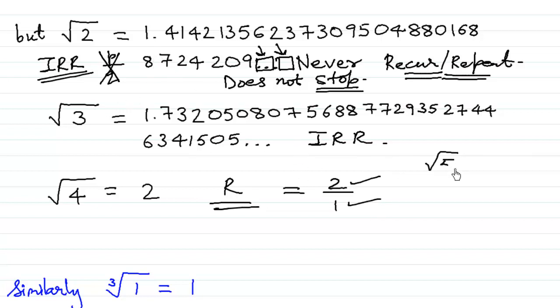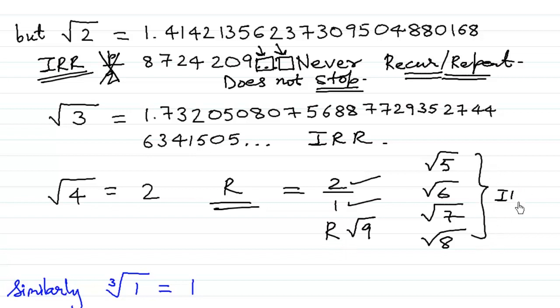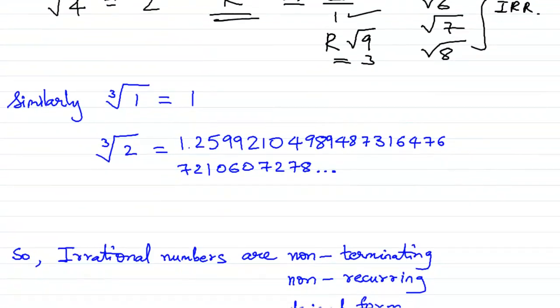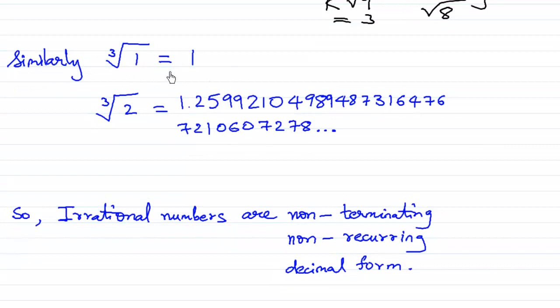Even square root of 5 is irrational. Square root of 6 is irrational. Square root of 7 is irrational. Square root of 8 is irrational. But square root of 9 is a rational number. All these others are irrational numbers. Because square root of 9 is 3, it's a rational number. Similarly, cube root of 1 is simply 1. So that's a rational number.